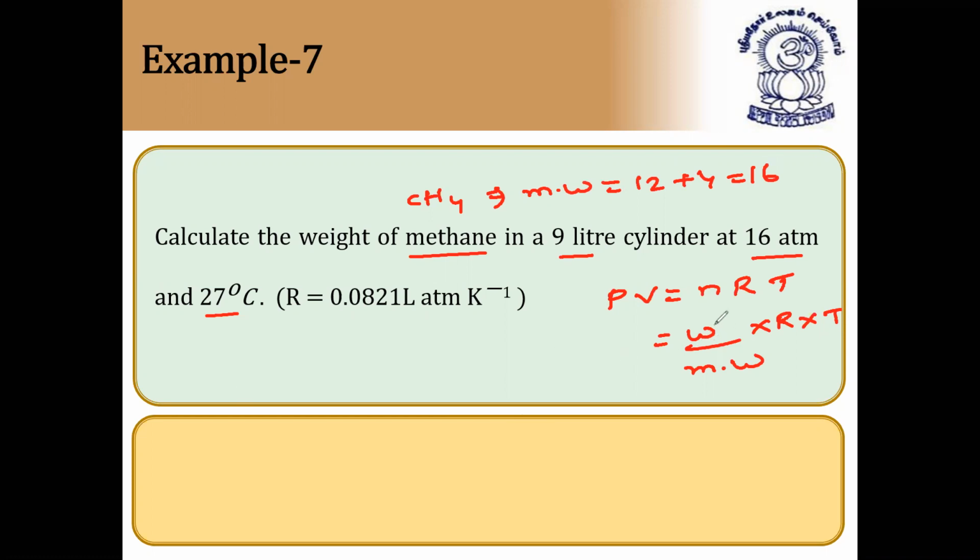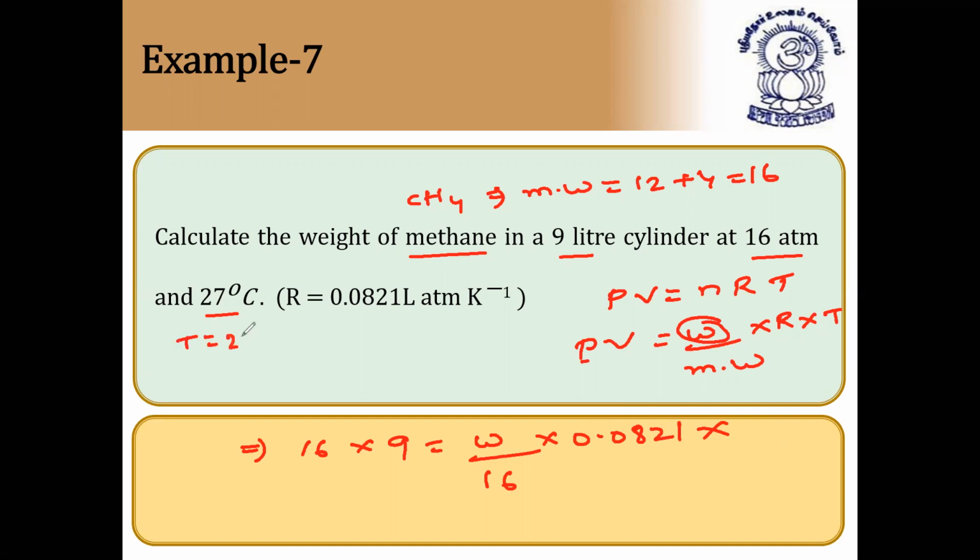Now by substituting in this formula, we can find the weight. So PV is equal to weight by molecular weight times RT. We have to find this weight. So P is equal to how much is given? 16 atmospheres. And V is equal to 9 liters. 16 into 9 is equal to weight by molecular weight of methane, 16, into the R value 0.0821, which they have given already, into the temperature value given as 27 degrees C, 27 plus 273. So temperature is equal to 27 plus 273, which is equal to 300 kelvins. Always you have to change the temperature into kelvins.